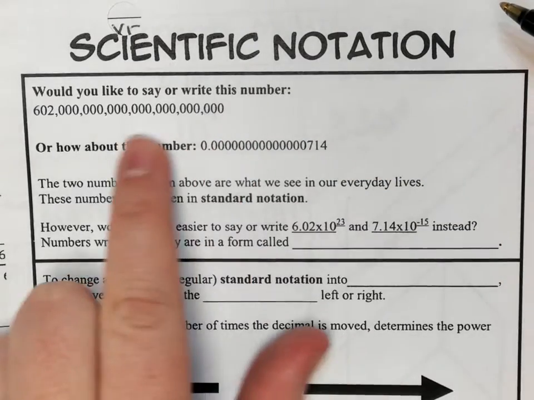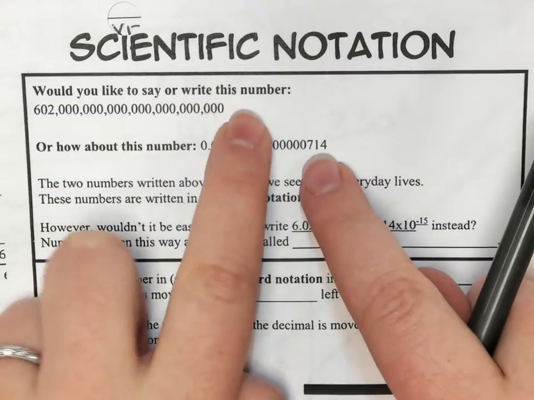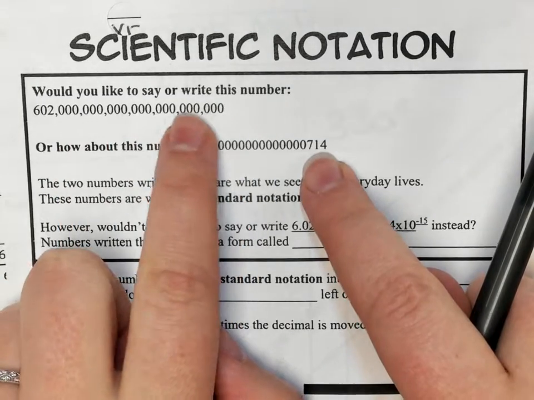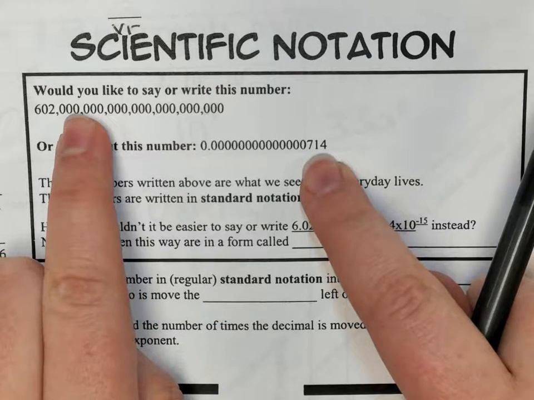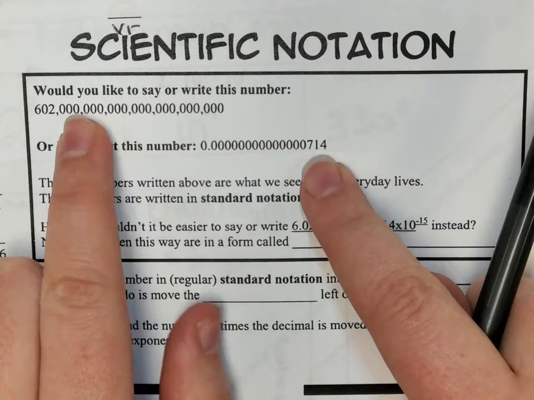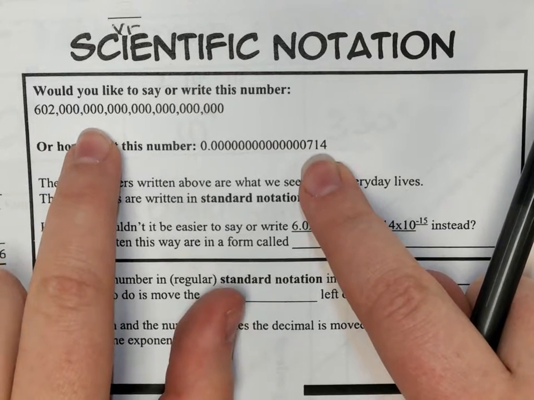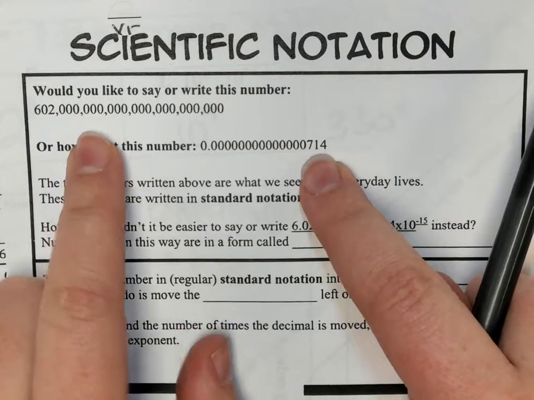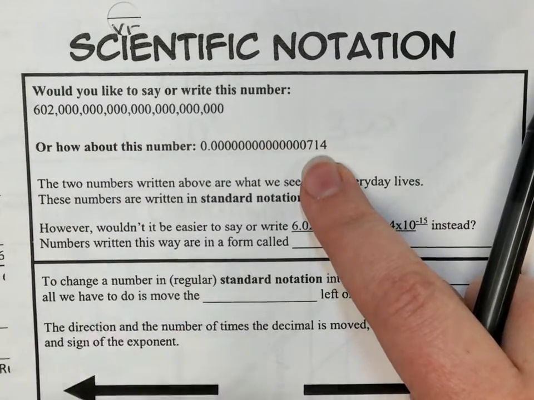So right here we have a really, really, really, really big number. Can y'all count how many zeros are back here? 21 zeros. That's a lot of zeros. Imagine if you had to type or write this number a lot of times. Don't you think at some point you might lose a zero? Yeah, and so that's why we have scientific notation.